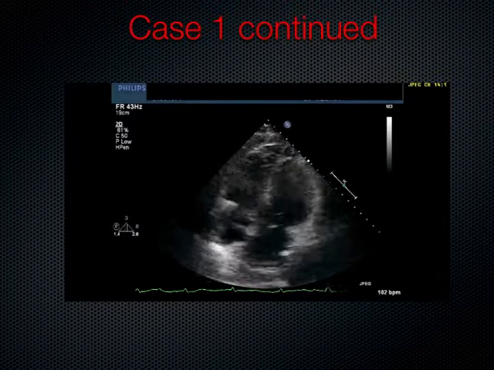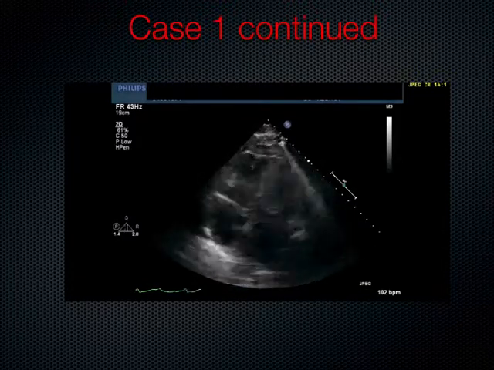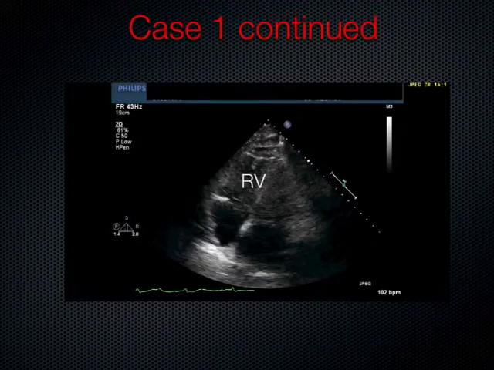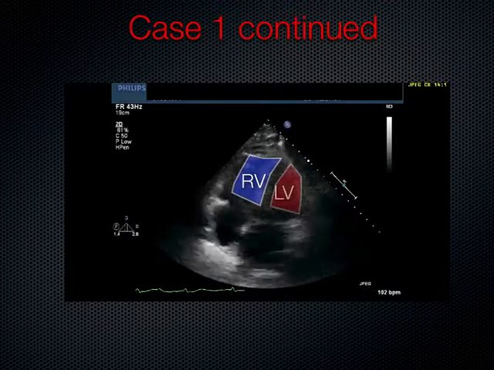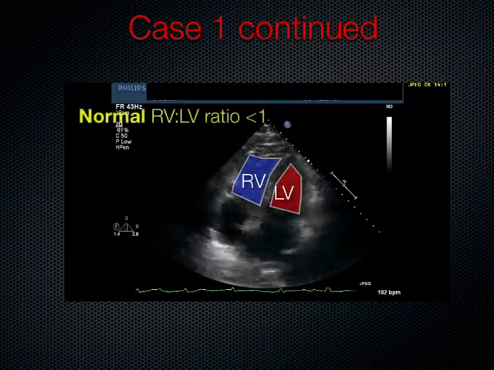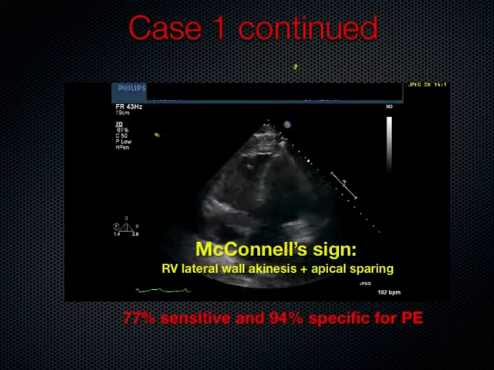And as we look at this patient's heart, we know the normal RV to LV ratio. The RV should be 2/3 the size of the LV. In this case, it looks like it's quite large. The RV, in fact, is bigger than the LV. And so this suggests that the person has a pulmonary embolism.